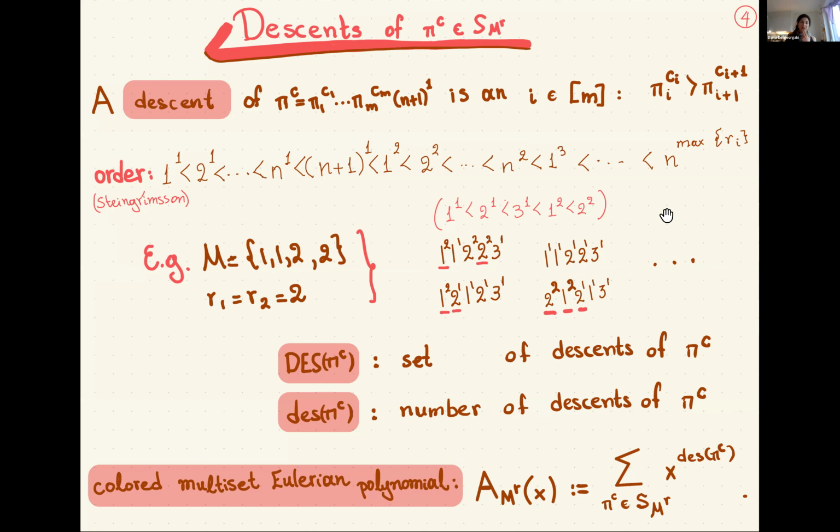And for this, I define the set, let's say Des with a capital, to denote the set of descent positions for the permutations. And by des with a small, I denote the number of descents.